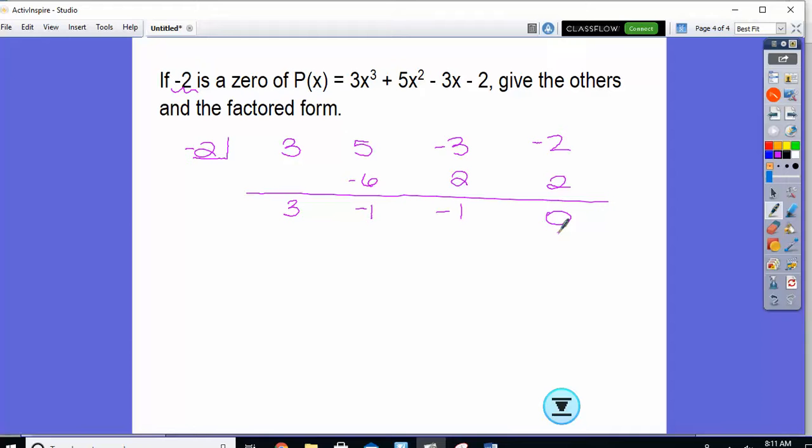This is our remainder, the constant. This would be your x and your x squared. So we have 3x squared minus x minus 1.